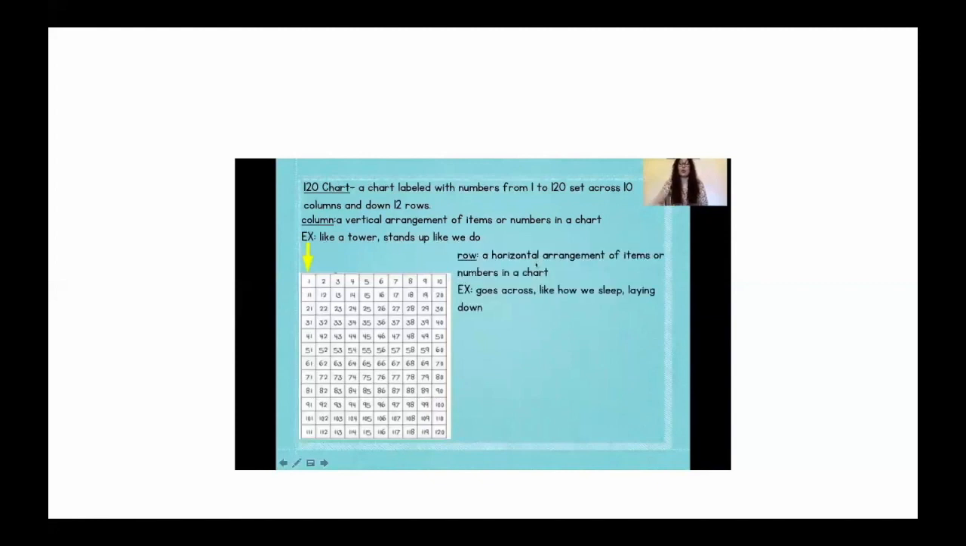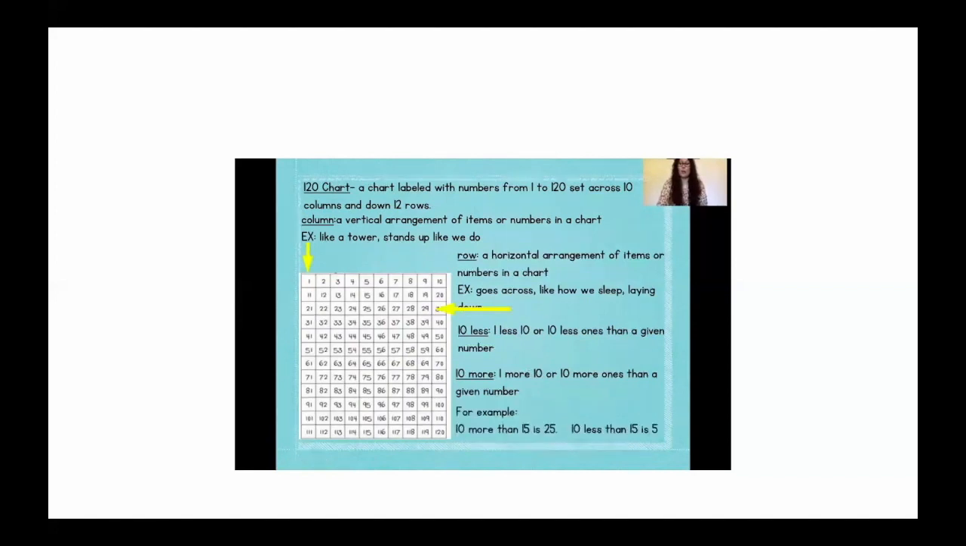A row is the horizontal arrangement of items or numbers in a chart, and it goes across like how we sleep or when we lay down. And here's an example of a row. It goes this way. 10 less. That is 1 less 10 or 10 less ones than a given number. 10 more. 1 more 10 or 10 more ones than a given number.